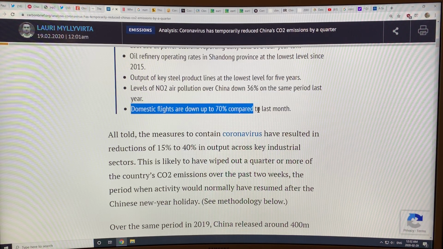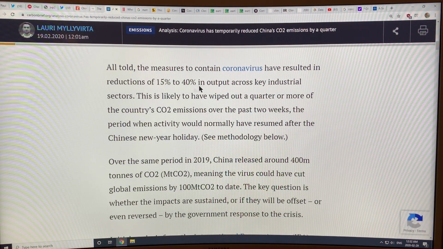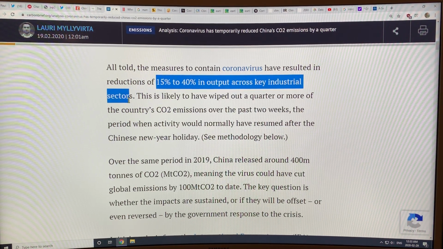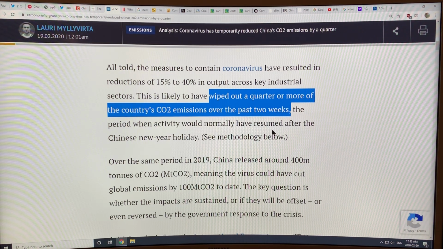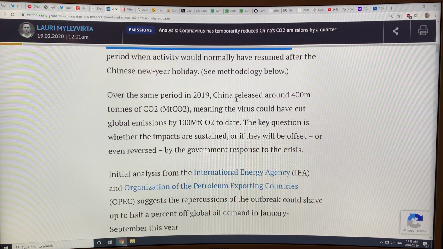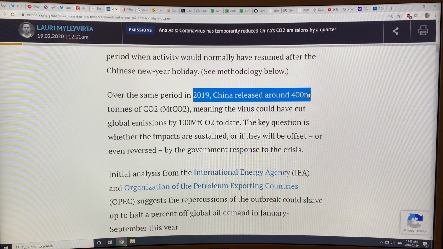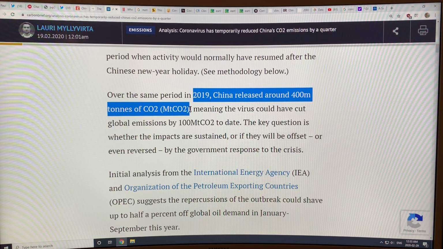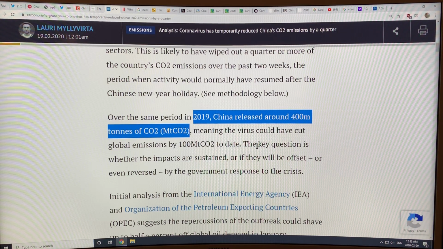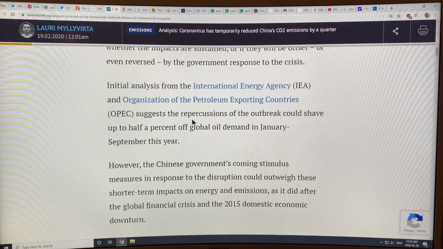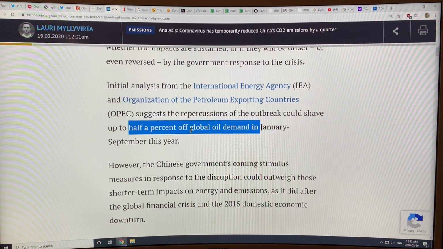Domestic flights are down up to 70%. So basically the coronavirus has resulted in reductions of 15 to 40% in output across key industrial sectors. Overall, it's about a 25% hit. It's likely wiped out a quarter or more of the country's CO2 emissions while industry has been shuttered. So in 2019, China released about 400 megatons of CO2 over this time frame, over these few weeks. So the virus has cut about a quarter of that, or 100 megatons. And it's shaved off demand for oil. So, of course, oil prices have plummeted.